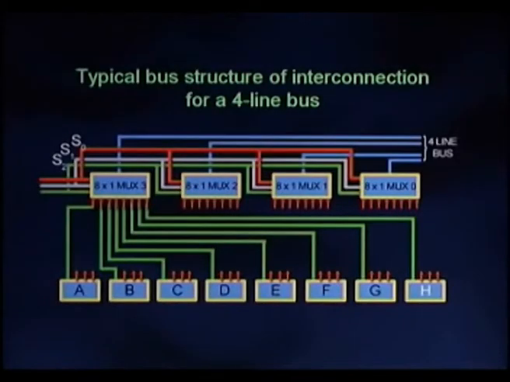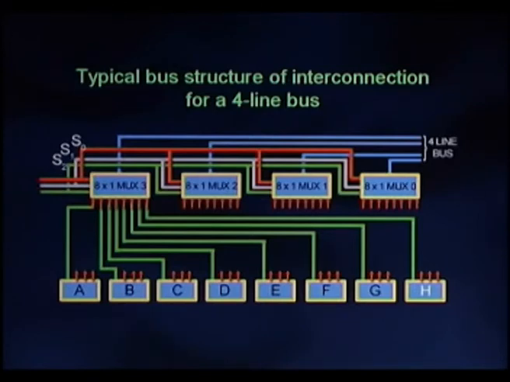A typical interconnection of the 4-line bus is shown in the diagram. We will now show a typical bus structure of interconnection for a 4-line bus. The same diagram can be expanded for any number of lines, whether it is an 8-line bus or a 16-line bus or a 32-line bus. For simplicity, we have shown a 4-line bus here. This structure, as seen, consists of 8 registers named A, B, C, D, E, F, G and H, each one of them 4 bits wide.